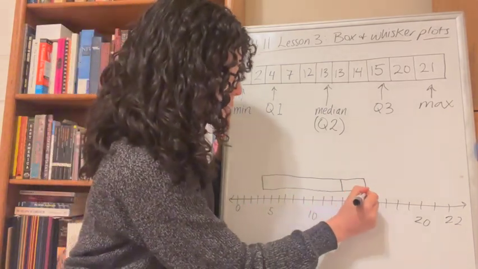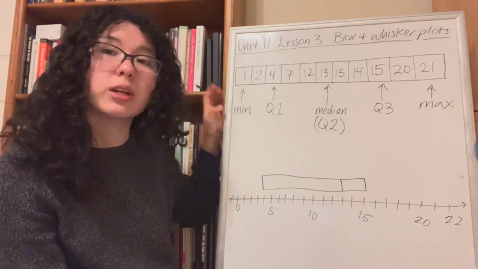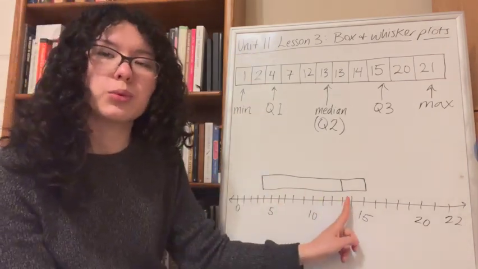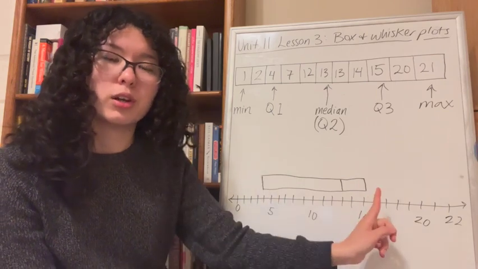Okay, as you can see, this already gives us a lot of information. If we didn't have this data set, but we saw this box plot, we already would know what the median was and what quartiles 1 and 3 are.